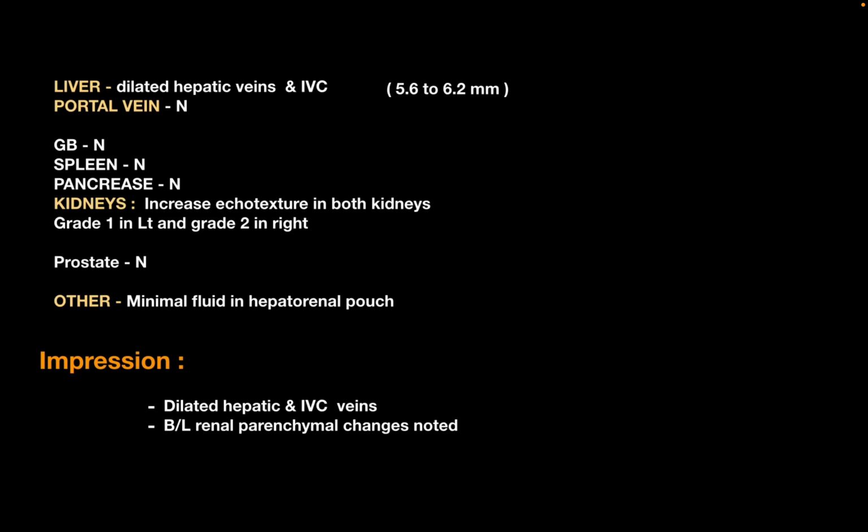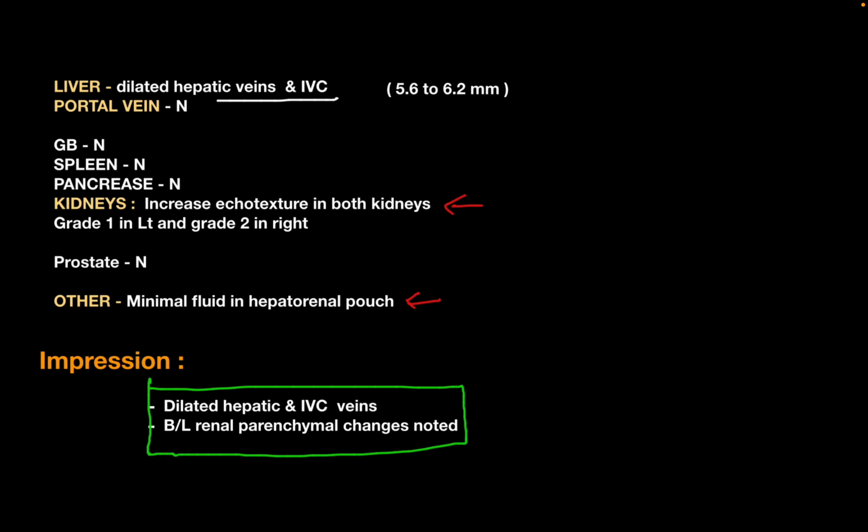Then the patient came for USG, in which there are dilated hepatic veins and inferior vena cava. Portal vein is within normal limits. GB, spleen, and pancreas are within normal limits. In the kidneys there is increased echotexture in both, grade 1 in the left and grade 2 in the right. Prostate is within normal limits, and there is minimal fluid in the hepatorenal pouch. So after USG, our impression is dilated hepatic veins and IVC, with bilateral renal parenchymal changes.